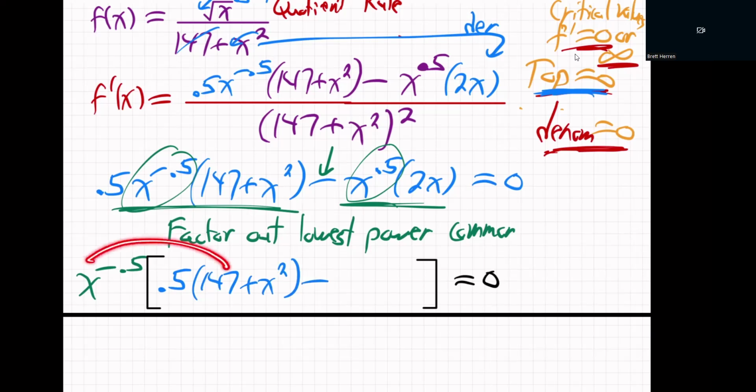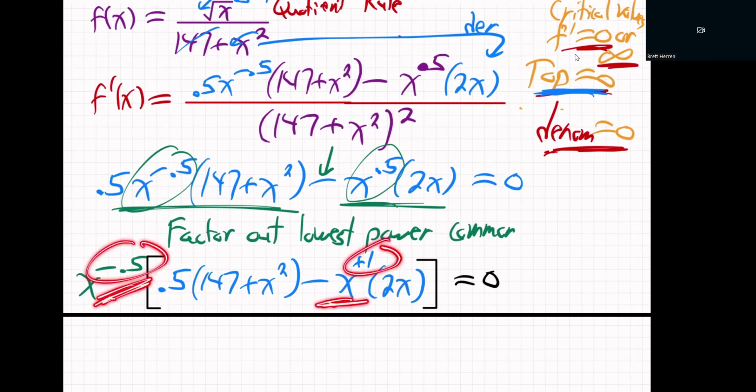Right, if I was to go, this goes to here, the x to the minus 0.5 would go back and hit this, and we'd have all this, minus. Now this is going to be x to the positive 1 times 2x. Why? Because x to the minus 0.5 times x to the positive 1. Remember, when they multiply, powers add.